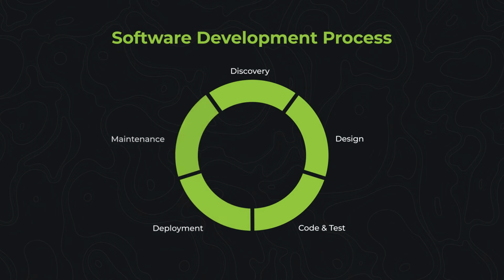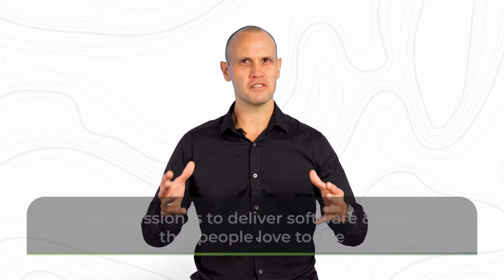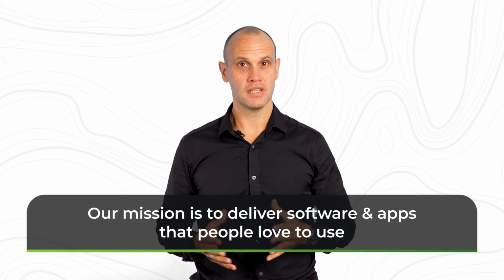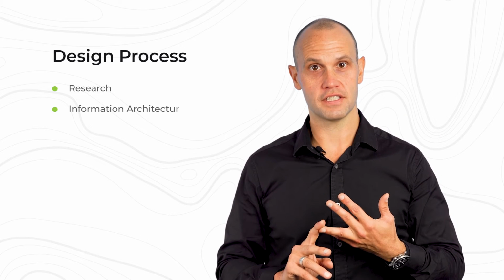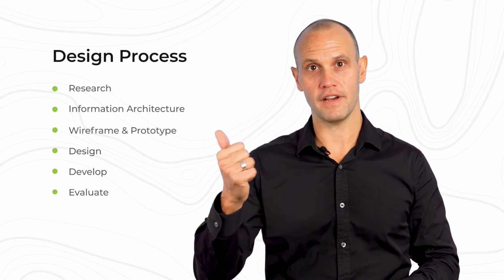For this reason, it's critically important to the success of your product to always incorporate design thinking into your project. If you care about your customers and want to keep them coming back, this is where it all starts. Now, not tooting our own horn here, but the team at Spring Digital put human-centered design at the forefront of our app and software development cycles. It makes good sense when your mission is to deliver software and apps that people love to use. So, if you're thinking about developing a digital product, you should be thinking about this stuff too. To do this, you need to employ a holistic approach to the design process, which follows 6 critical steps: research, information architecture, wireframe and prototype, design, develop, evaluate.